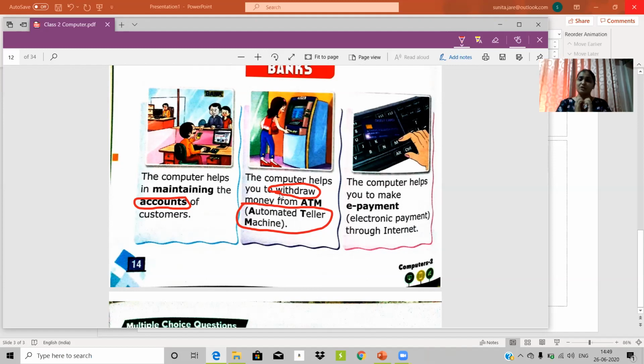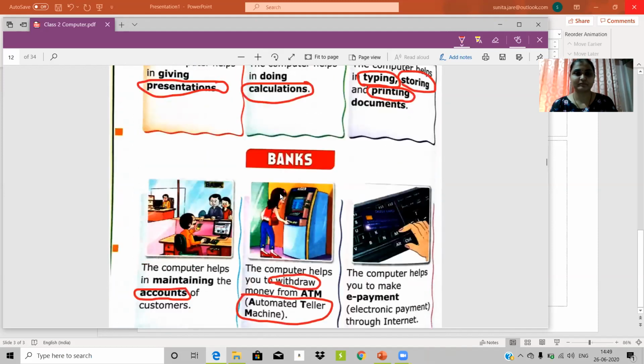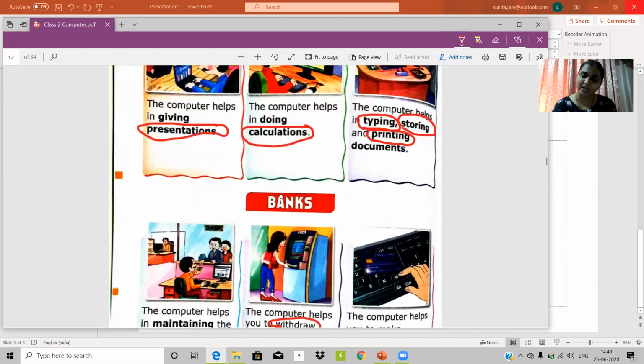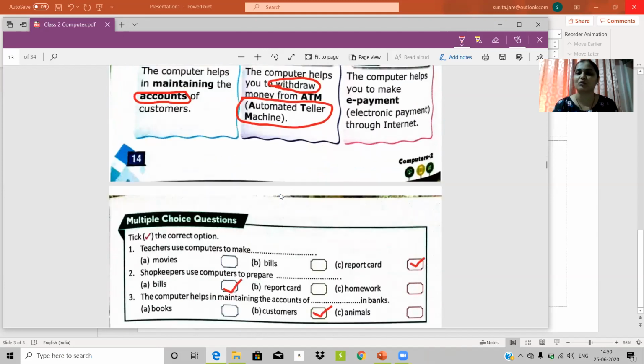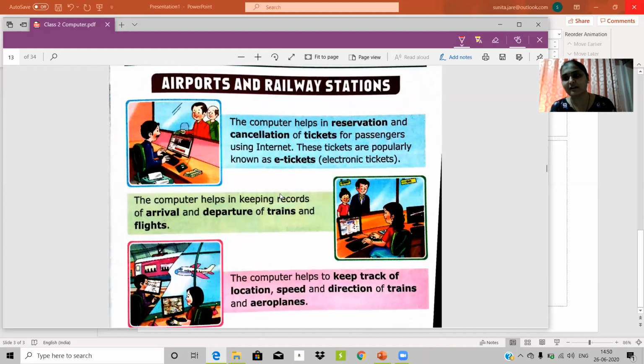Okay, so computer helps you to withdraw money from ATM, that is automated teller machine, and computer helps you to make e-payment, online shopping, e-payment करना पड़ता है, right? Yes, so that is also one of the uses of computer. So these are the two things which we have covered today, and then we have seen multiple choice questions today. Next lecture, I'll be starting with the remaining things.